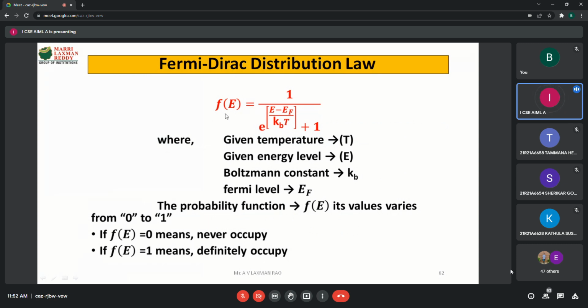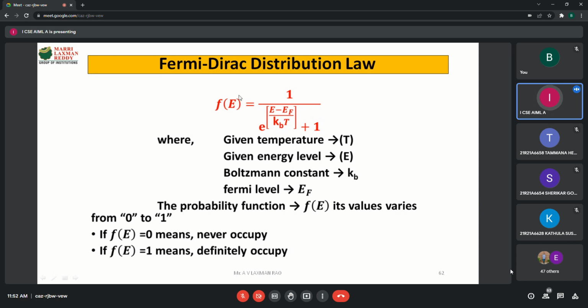The probability value here can be expected from 0 to 1. 0 means 0%, never occupied. 1 is nothing but 100%. In between, any value can be expected. If you got 0.6 here, it's nothing but 60%. E is the given energy level where you want to know the Fermi-Dirac distribution function, the probability function value.